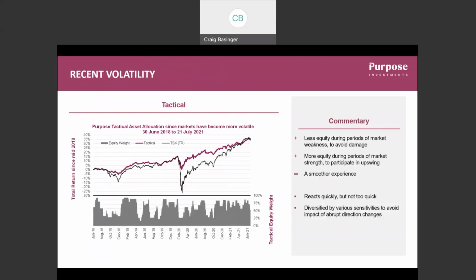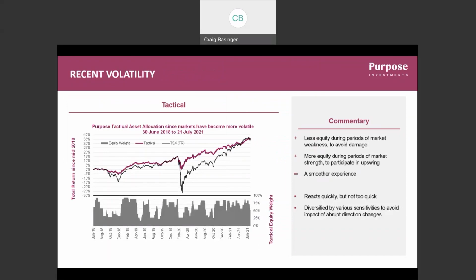So that's how strategy effectively works, how tactical effectively works. But how is it done during the recent bouts of volatility? And we have had quite a few corrections and bear markets over the last couple of years. So I think it's a prime example. And this is our tactical strategy. We just plotted it here against the TSX.